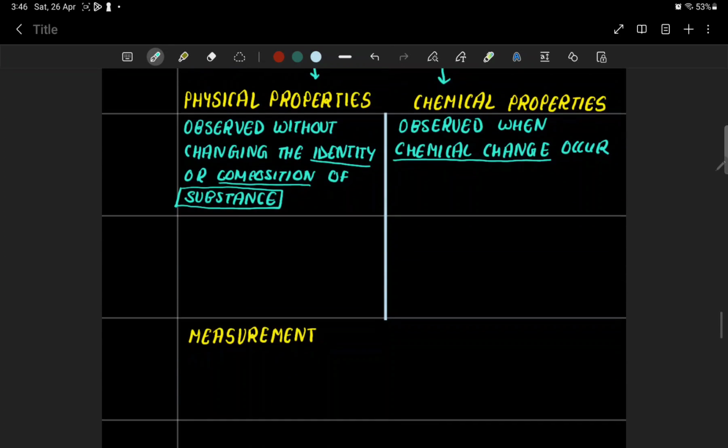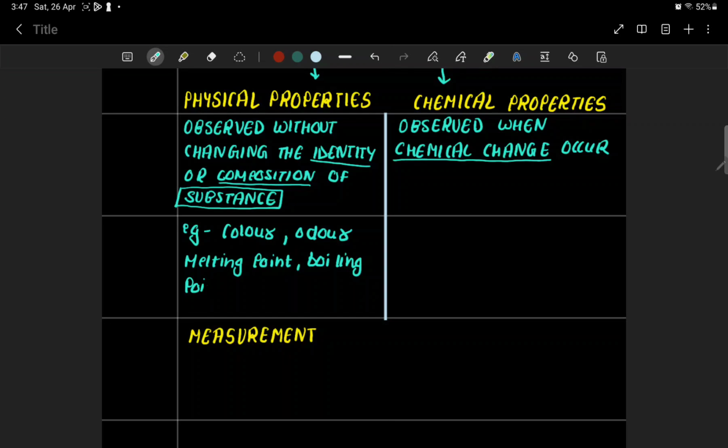We can better understand this with some examples. Physical properties are color, odor, melting point, boiling point, density, etc.